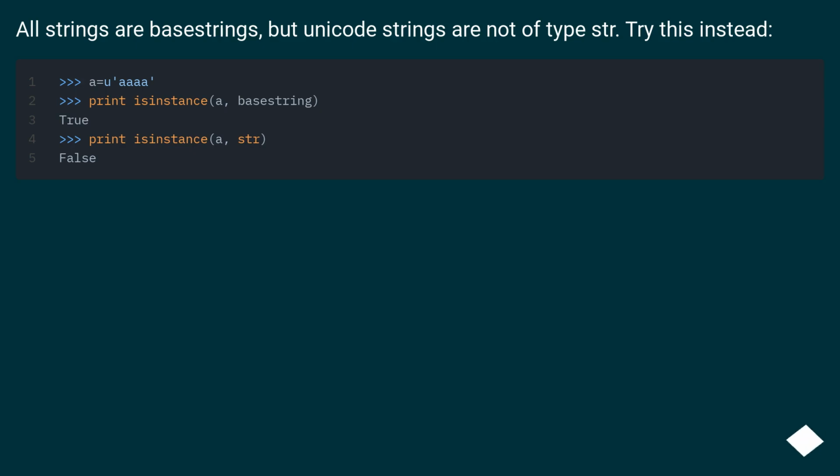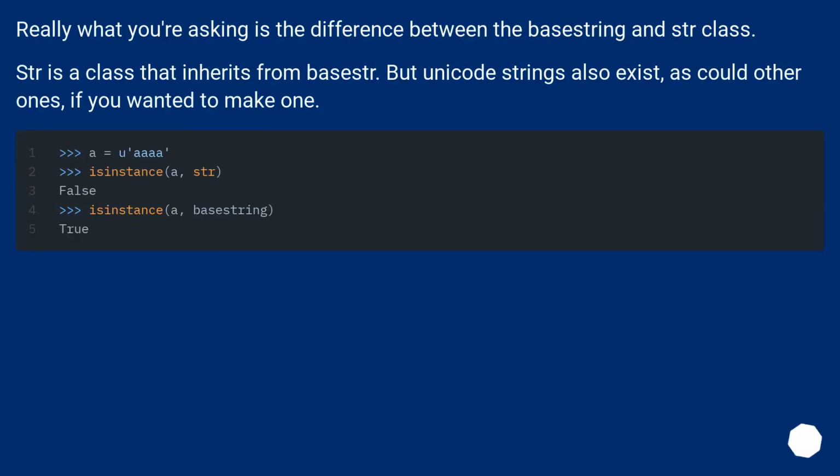Try this instead. Really, what you're asking is the difference between the basestring and str class. str is a class that inherits from basestring. But Unicode strings also exist, as could other ones, if you wanted to make one.